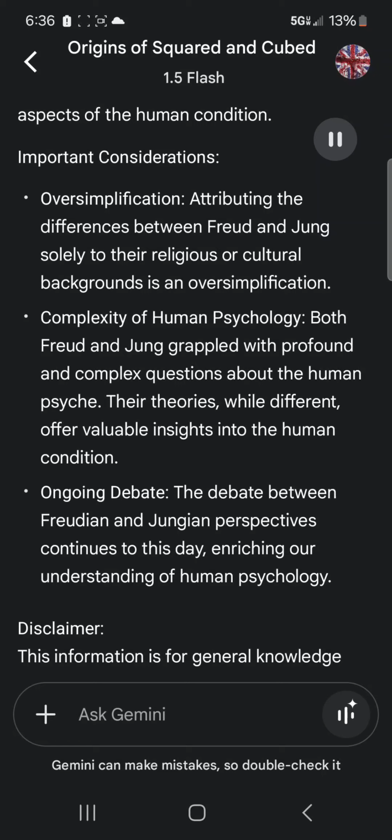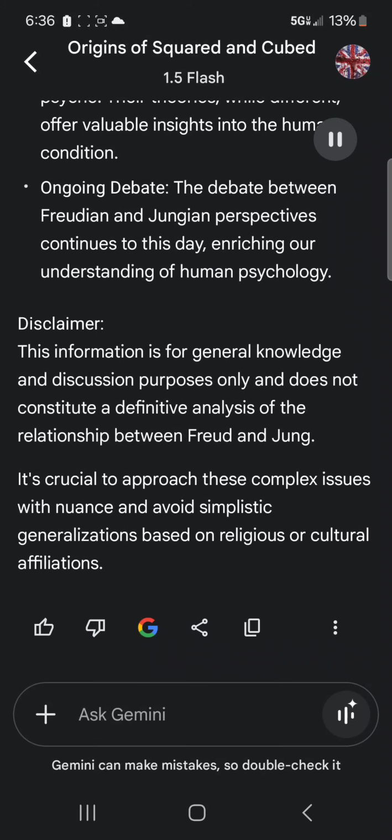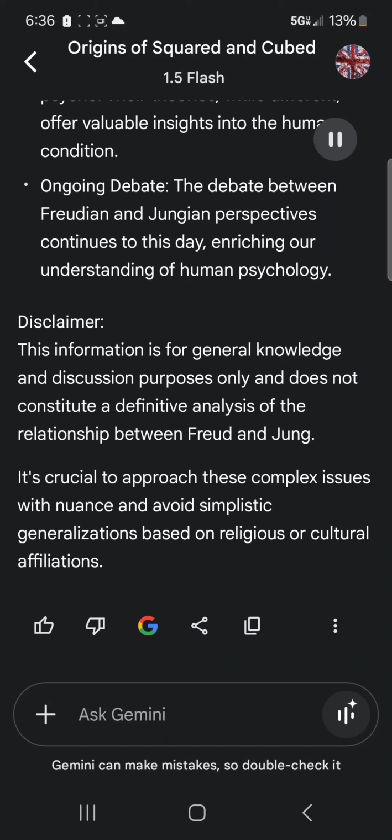Important considerations. Oversimplification. Attributing the differences between Freud and Jung solely to their religious or cultural backgrounds is an oversimplification. Complexity of human psychology. Both Freud and Jung grappled with profound and complex questions about the human psyche. Their theories, while different, offer valuable insights into the human condition. Ongoing debate. The debate between Freudian and Jungian perspectives continues to this day, enriching our understanding of human psychology.